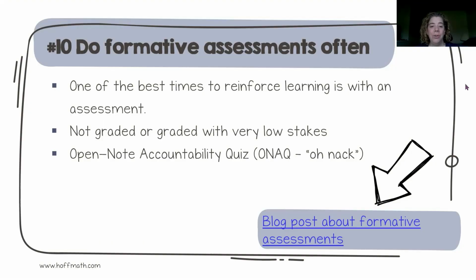Number 10, do formative assessments often. One of the best times to reinforce learning is with an assessment. I know for me this past year, a lot of my students were just not motivated. They were not doing their homework because we have a policy at the school to not grade homework, so they just weren't doing it. When you put some sort of leverage on it, to say I'm going to be grading this, then they tend to take it more seriously.